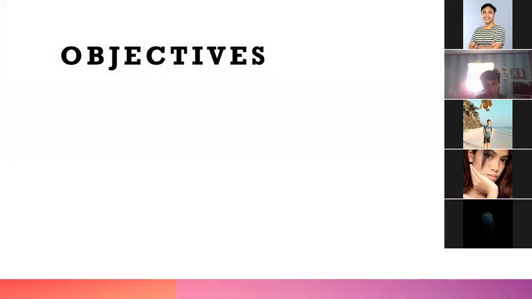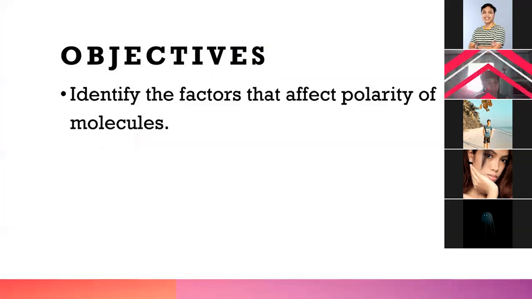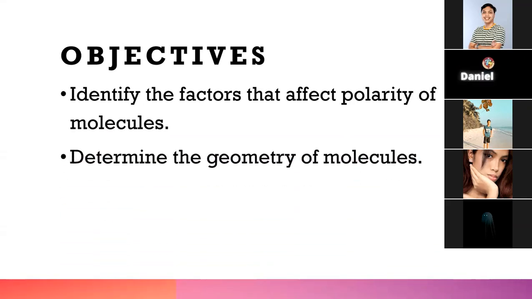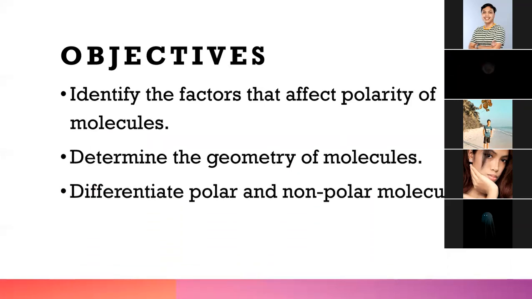For this lesson, here are our objectives. Objective number 1 is to identify the factors that affect polarity of molecules. Objective number 2 is to determine the geometry of molecules. And objective number 3 is to differentiate polar and nonpolar molecules. So ready your notes. Also, you can take notes of the important details that you will gather from this lesson. You can also take some screenshots of the important details from this discussion.